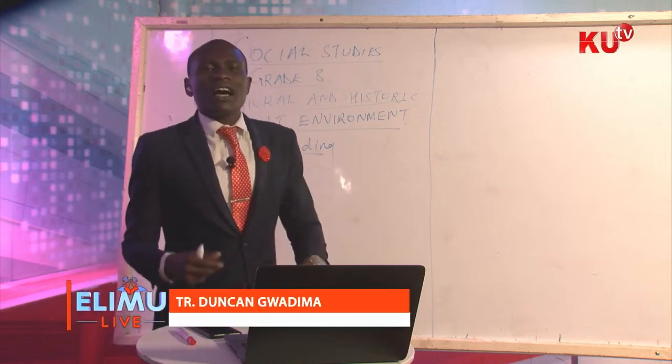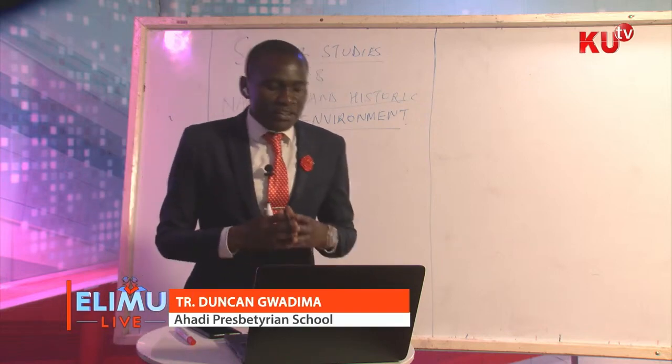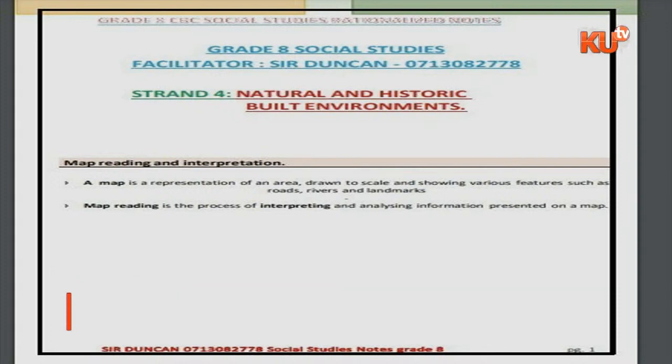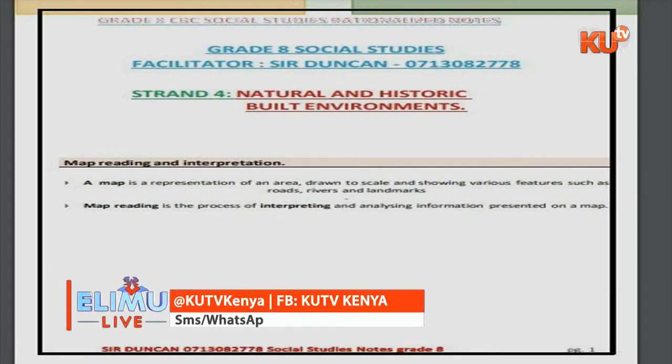And remember, when we are talking about this map, we are not talking about the real map. We are talking about a map that we are representing on a piece of paper. So a map is a representation of an area that is drawn to scale. And this map is showing various features. Some of these features we have roads, we have rivers, we have hills, and other landmarks.